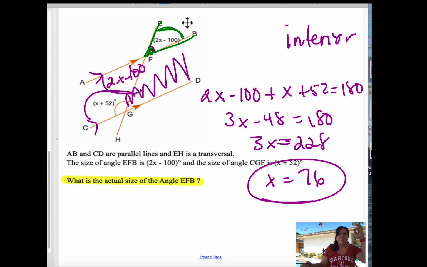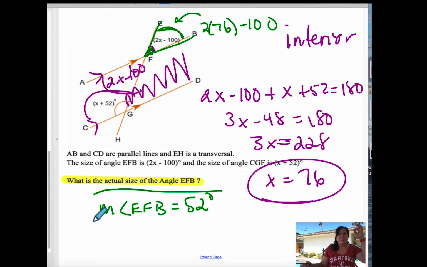So that means that I need to plug in x into that equation up there. So 2 times 76, subtract 100. So 2 times 76 is 152, subtract 100 is 52. And so therefore, this is how you would write it, the measure of angle EFB is equal to 52 degrees. They want that angle specifically, and you have to give the angle that they actually want, okay?